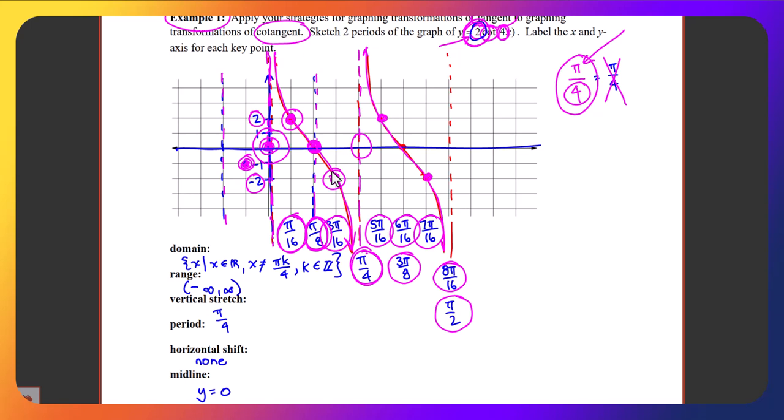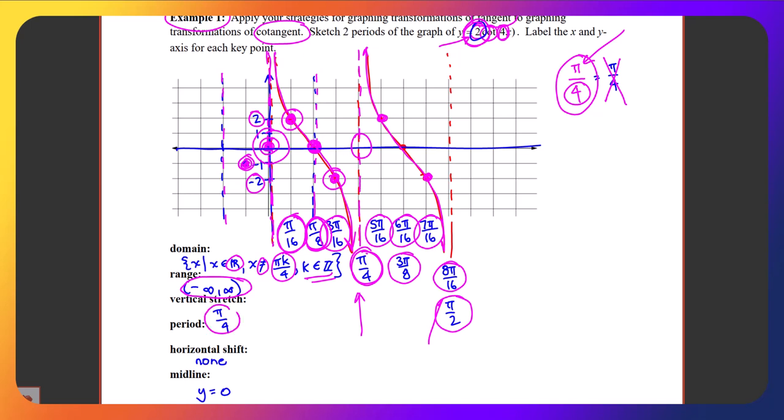So the domain is the set of all real numbers such that x is not where the asymptotes are. And the asymptotes are at every pi over 4. So x is not equal to pi k over 4, where k is an integer. Up and down, the range is forever.